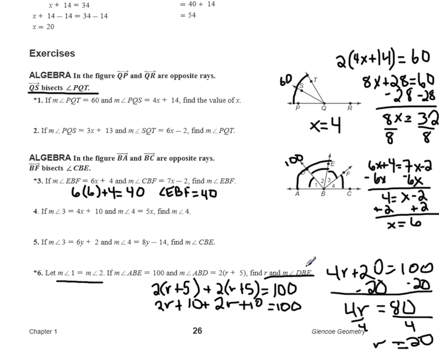The other question is find DBE. Well, we're just going to plug it back in. We know that DBE is 2 times the quantity R plus 5, and we know our R is 20. Do inside the parentheses first. 2 times 25 equals 50. And that makes sense because we know the whole thing is 100. So this has to be 50 and this has to be 50.